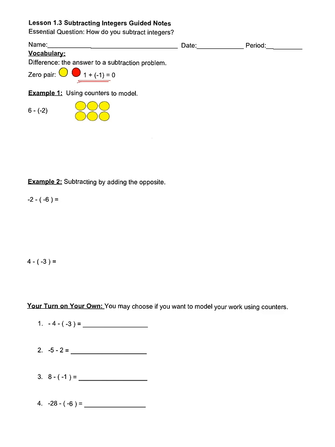So I'm going to put in 2 positive counters. And then I'm going to put in 2 negative counters. And we see that these are 0 pairs because 1 positive and 1 negative equals 0. So I have not changed the value of my problem, although I've added more counters.